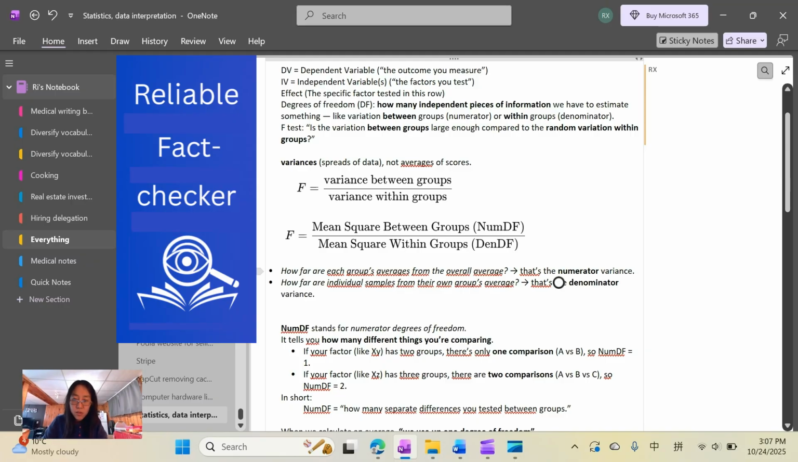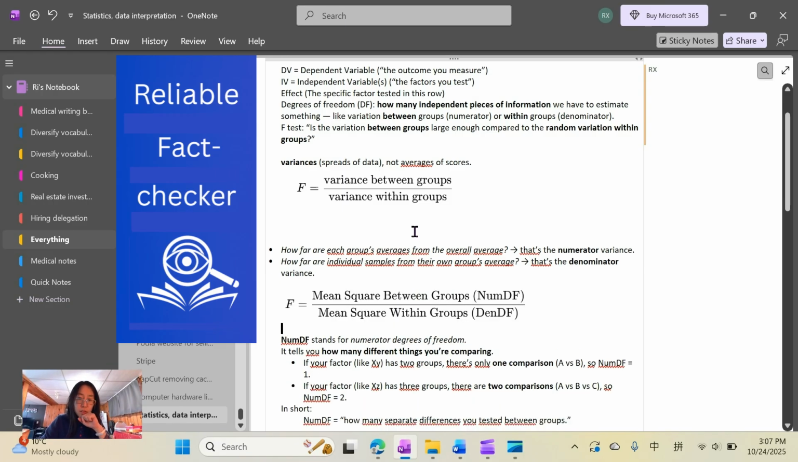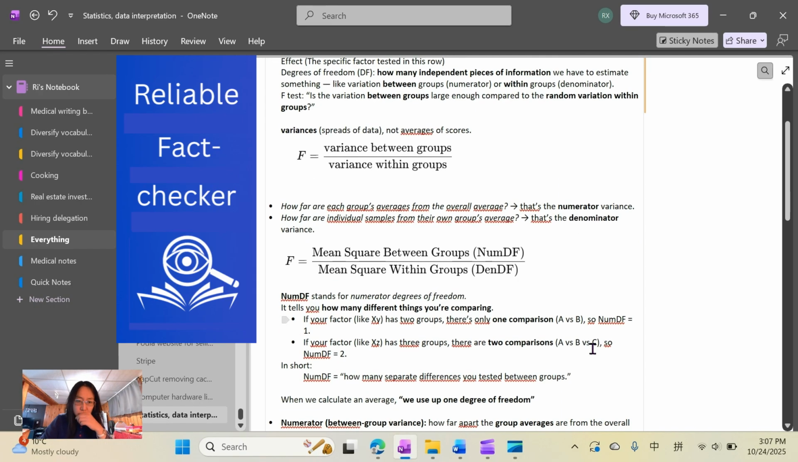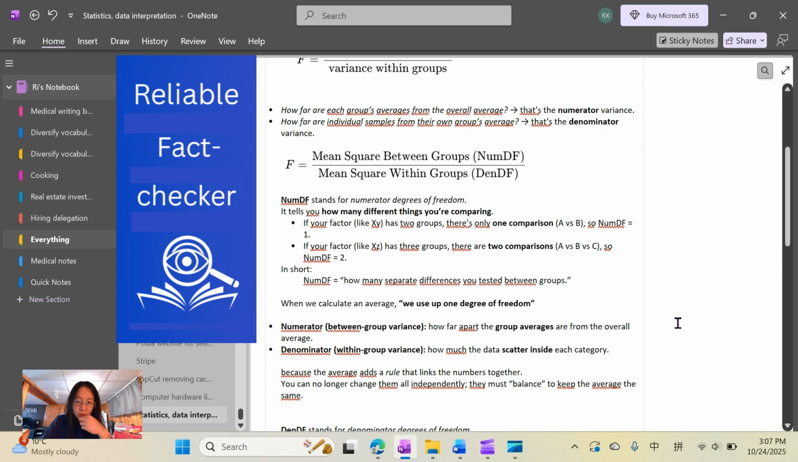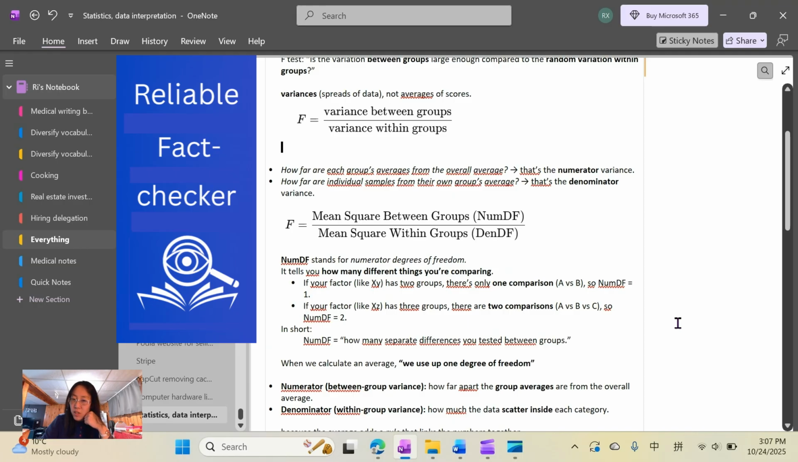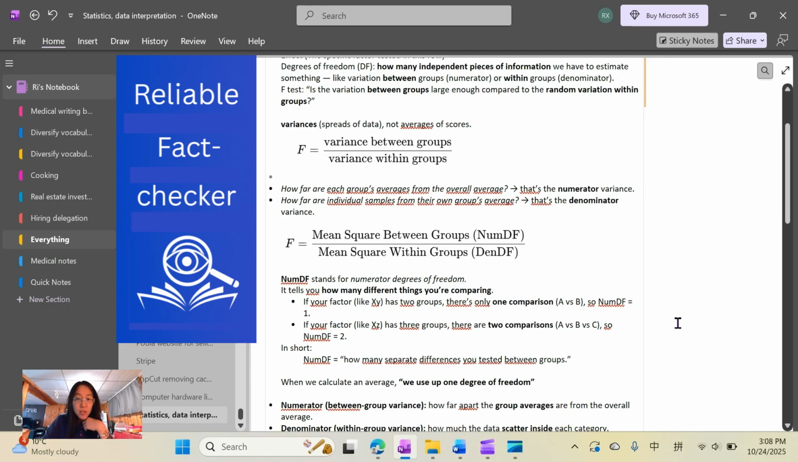So, okay, that's the numerator variance. Denominator variance. Okay. Why am I so stuck on the math? The thing is, when we calculate an average, we use up 1 degree of freedom. Yeah, that's the part I don't understand totally. Okay, so far I'm stuck with the F value. I don't know when I'm going to be able to understand it totally. I guess I'll have to get into the details of how each should be calculated.